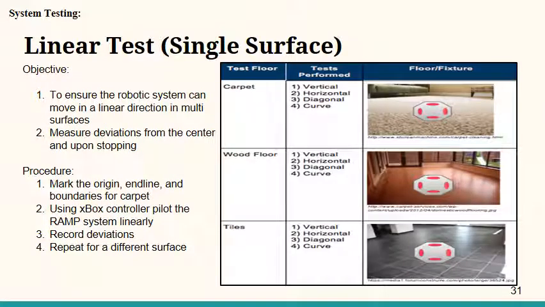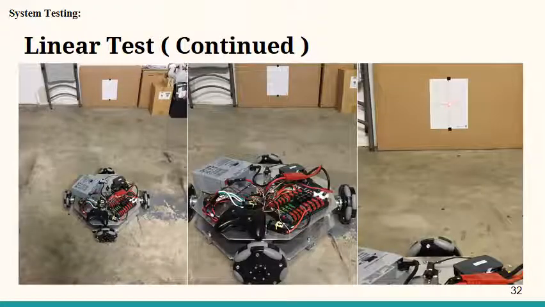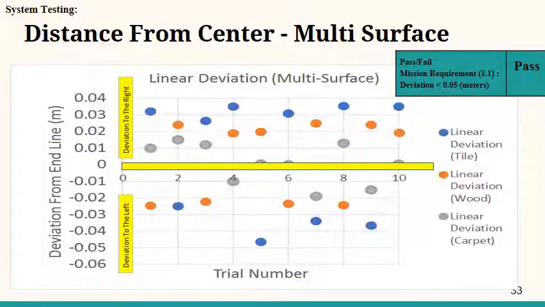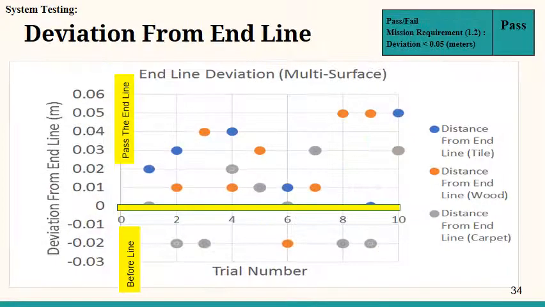And then we do the linear testing on carpet, wood floor, and tile. This graph shows how we are doing the testing. We use a laser pointer to see the deviation, and the person doing the testing will record the deviation on each particular floor. This shows our deviation result. The blue one indicates the linear deviation, the orange indicates linear deviation for wood, and the gray indicates linear deviation for carpet.